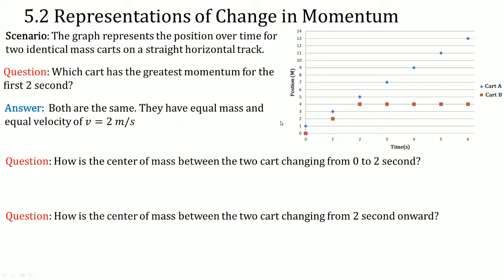They have the same momentum because mass times velocity gets you the momentum. They have the same mass and they have the same velocity. So they have the same momentum.